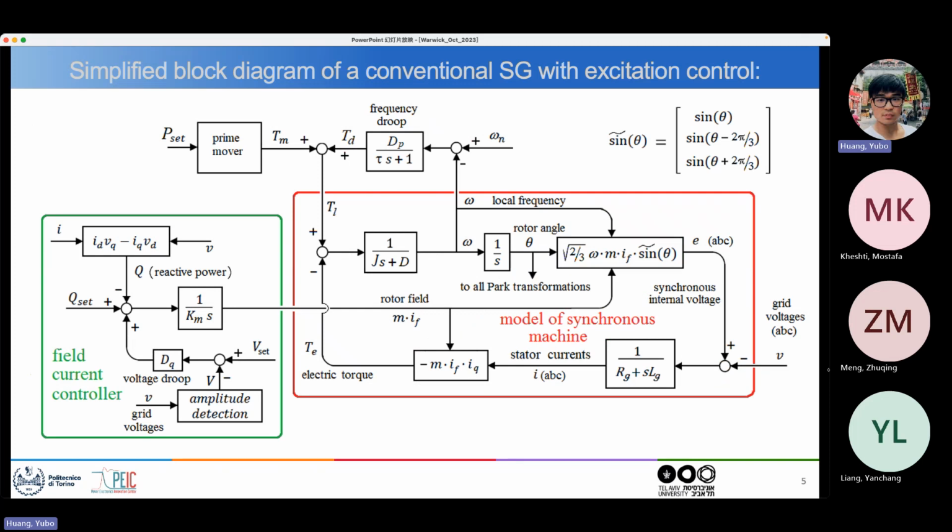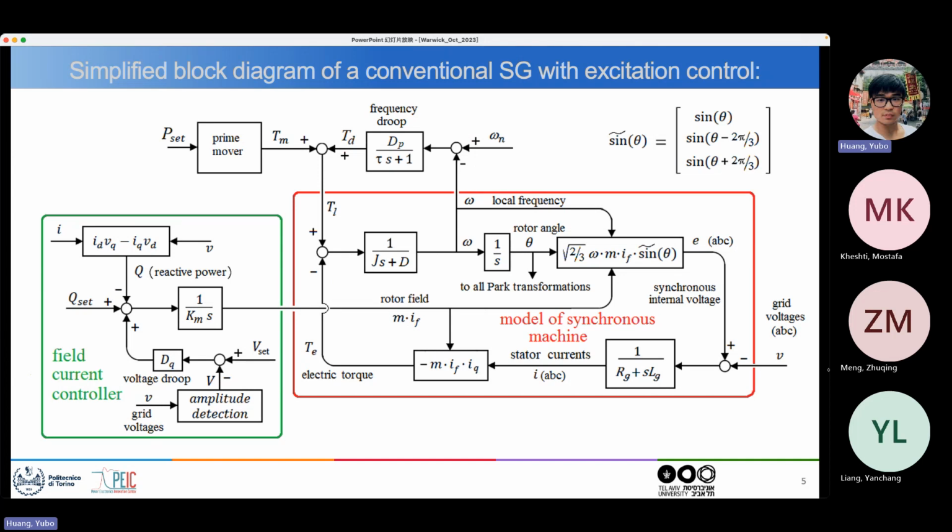So it is a factor, 1 over J sits as a factor in this. You can neglect D, and you think of this as an integrator with a factor of 1 over J. So if the inertia is big, then you multiply this with a small factor, which means that a change in the torque balance, mechanical torque minus electrical torque, will not quickly change your frequency.